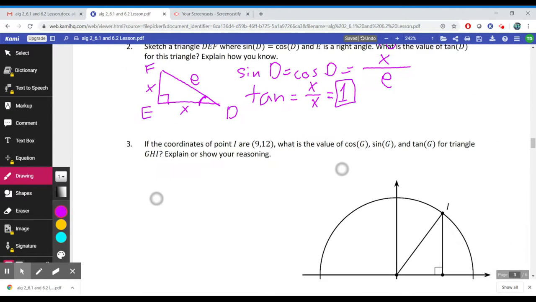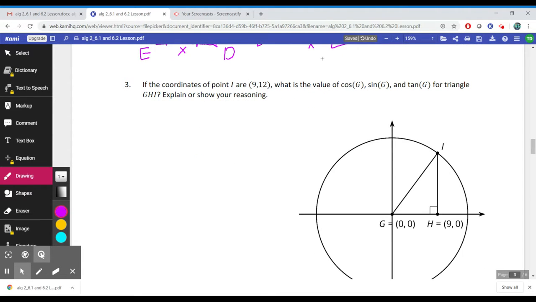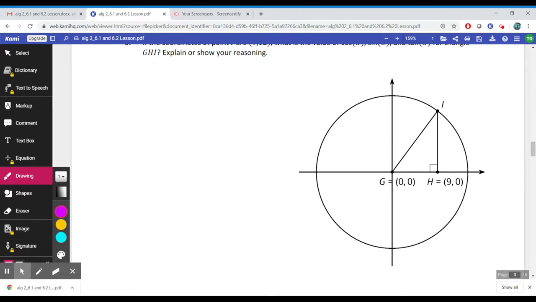Let's take a look at our third question here. So it says, if the coordinates of point I are 9, 12, what is the value of cosine G, sine G, and tangent G for the triangle GHI? Explain or show your reasoning. So we know that the x value of our point is 9 because it's directly above H here. We know that because of the right angle here. I misspoke earlier. So I'm going to go ahead and label this as 9 and then something. We don't know what that height is yet.